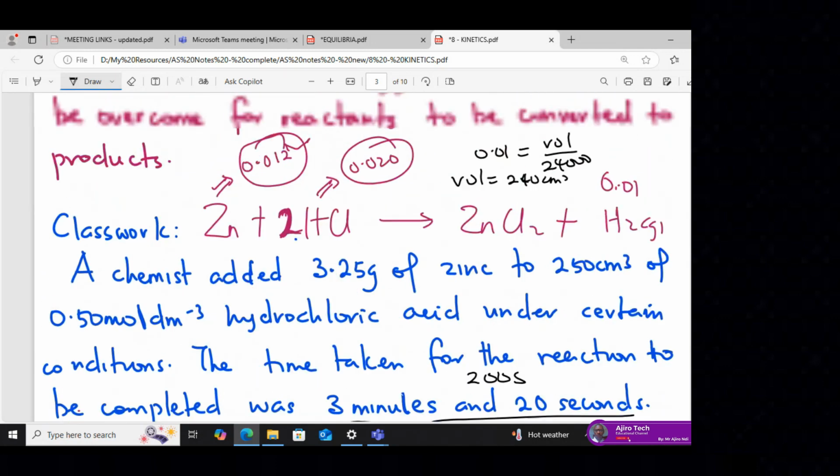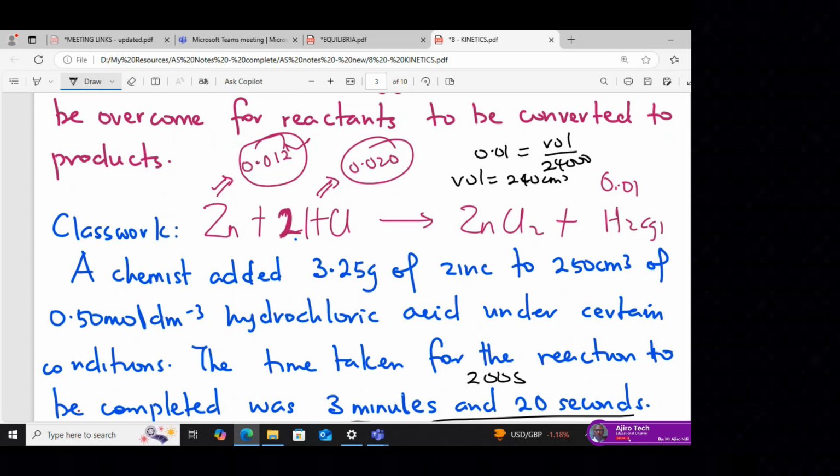Then come back here. What was the original concentration of the acid? 0.5 mole per dm cube. Now, if zinc is in excess, what would be the final concentration of the acid? Suppose zinc is in excess. What would be the final concentration of the acid? Do you get my question? The acid concentration initially was 0.50. I'm asking you.